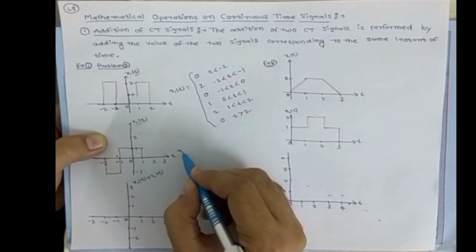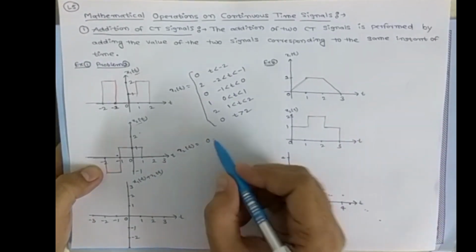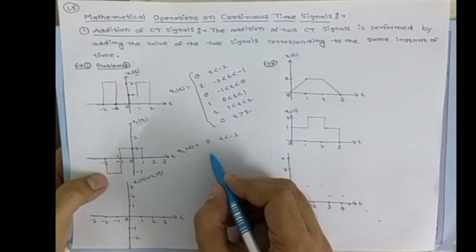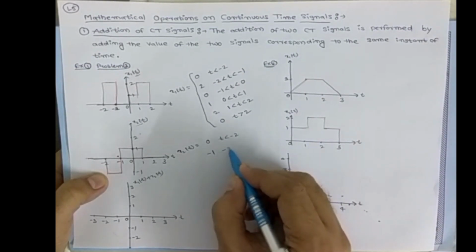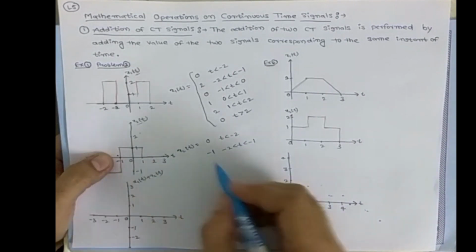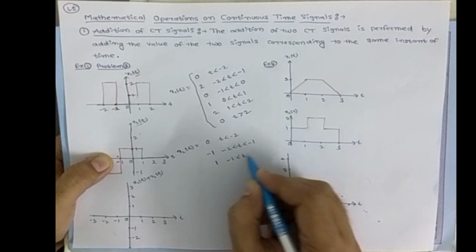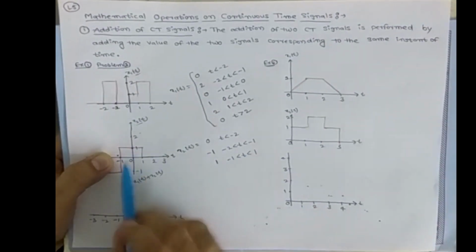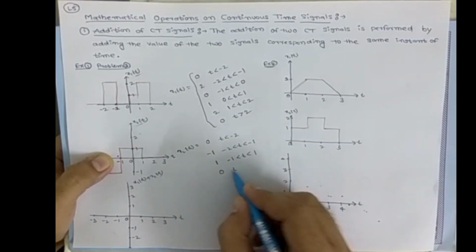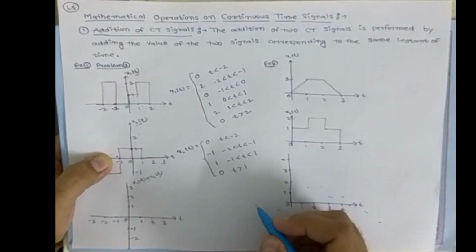The same thing you write for x2 of t. x2 of t is 0 for t less than minus 2, and minus 1 for minus 2 to minus 1. It is 1 for minus 1 to plus 1, up to plus 1 it is 1 only, and 0 for all t greater than 1. So this is the mathematical representation of x2 of t.